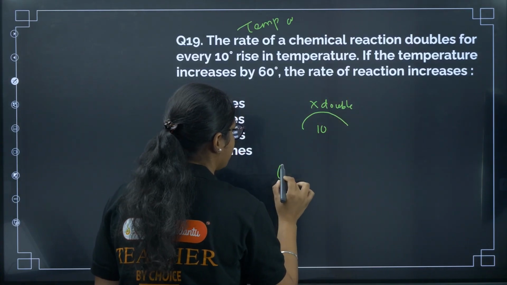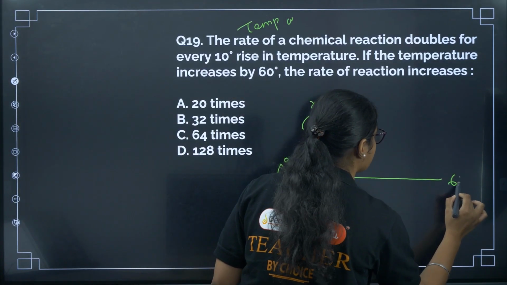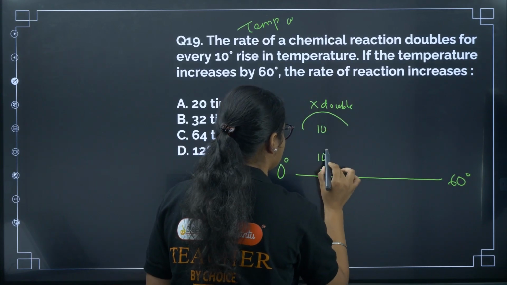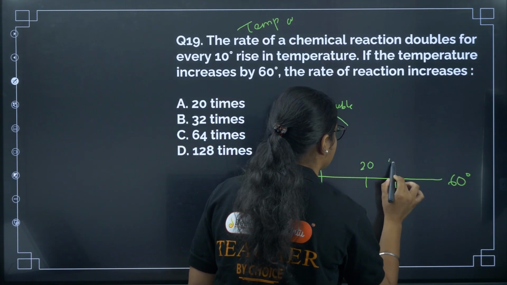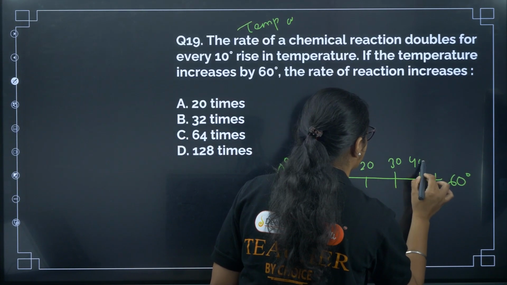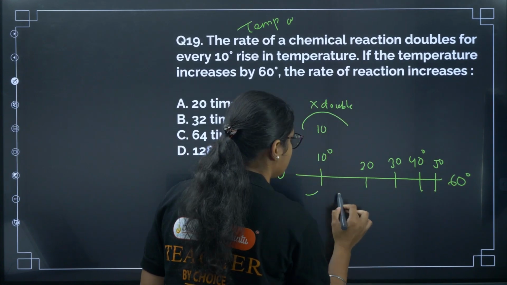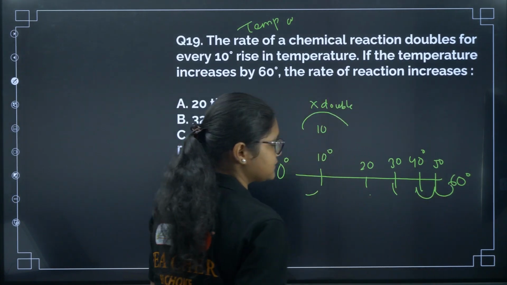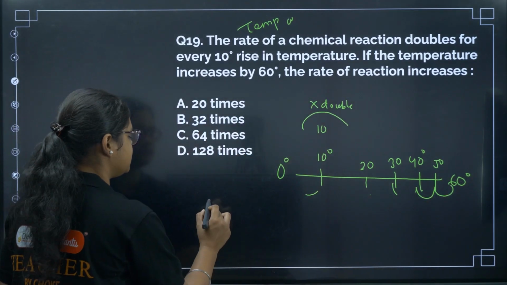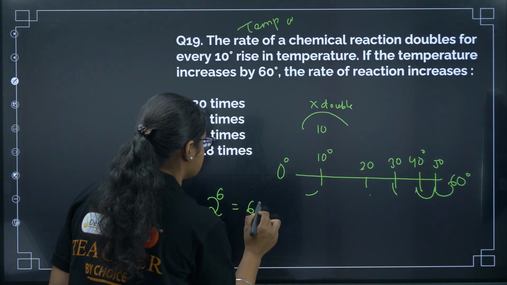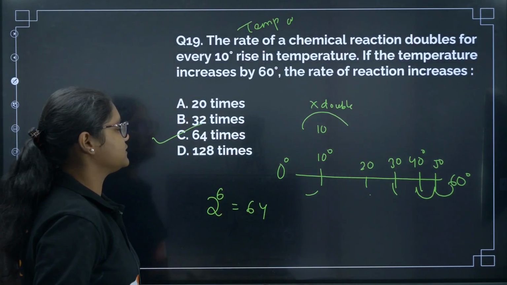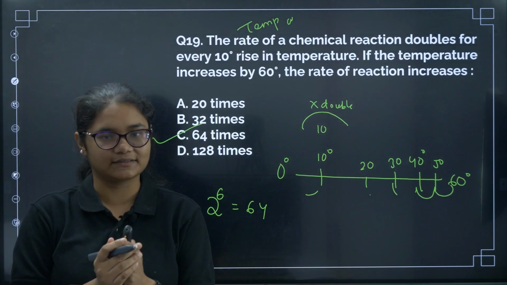So just you have to calculate from 0 degree to 60 degree. Okay. So from 10 degree, 20 degree, 30, 40, and then 50. Right. So 1, 2, 3, 4, 5 and 6. 6 times we have done. So that means 2 to the power of 6, that is 64. So the correct answer for this question is option number C, that is 64.